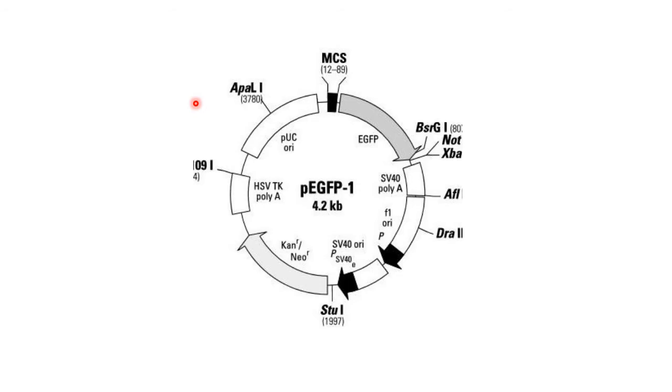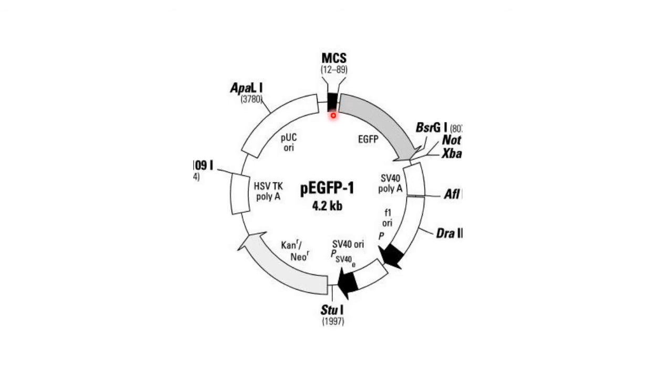This is done in the following manner. This is a diagrammatic representation of a plasmid vector. The plasmid vector contains a gene for green fluorescent protein here. Associated with it is the multiple cloning site. So whatever is the gene of interest, that gene of interest is cloned in this multiple cloning site here, and the resulting plasmid is then introduced into the host cells.